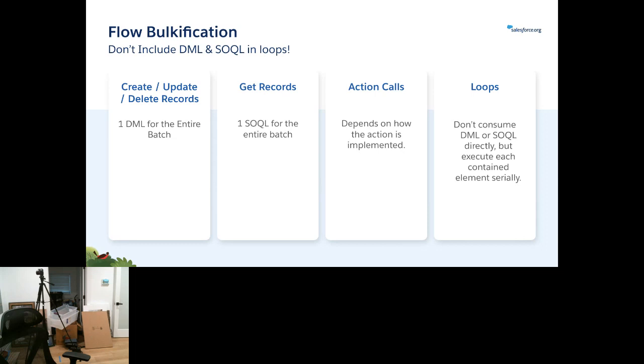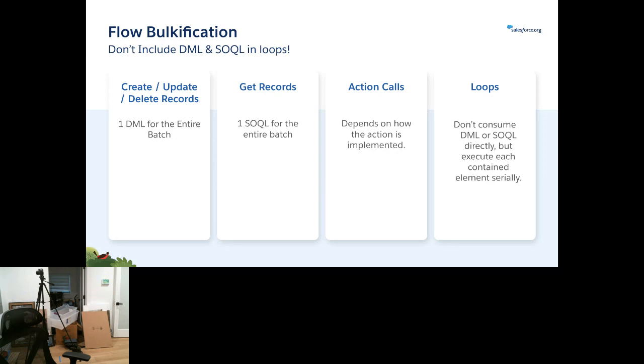The following elements can cause consumption of DML and SOQL in triggered flows, which are create or delete records. Each create or delete records element consumes one DML for the entire batch, not including any downstream DML caused by triggers on the target object. Get records: each element consumes one SOQL for the entire batch. So if you're getting a group of records, it's one SOQL statement.